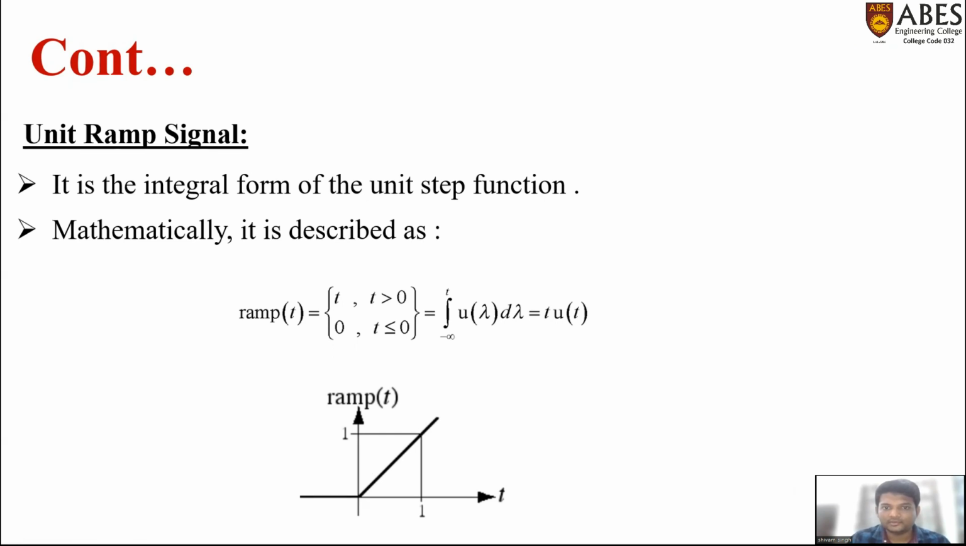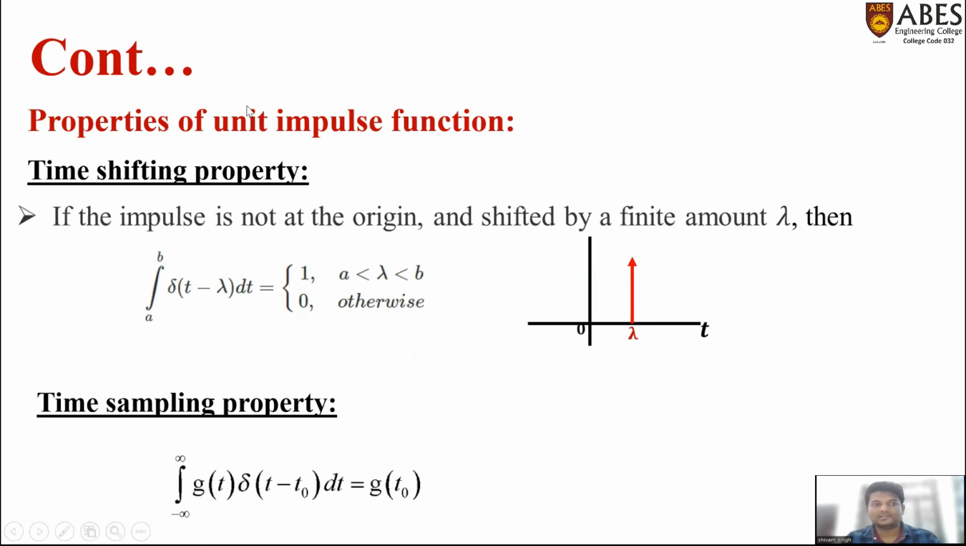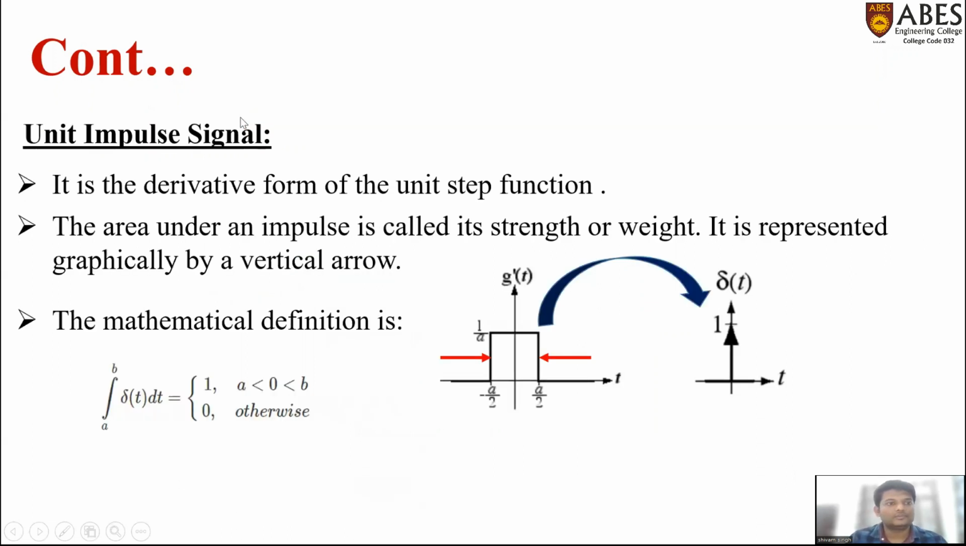And if I want to denote, then the integration of that unit step function will give you the unit ramp function. So in this way, you can express the unit ramp function. Now moving to the unit impulse function, or unit impulse signal. It is the derivative form of the unit step function, meaning if you differentiate the unit step function, then you get the unit impulse function.